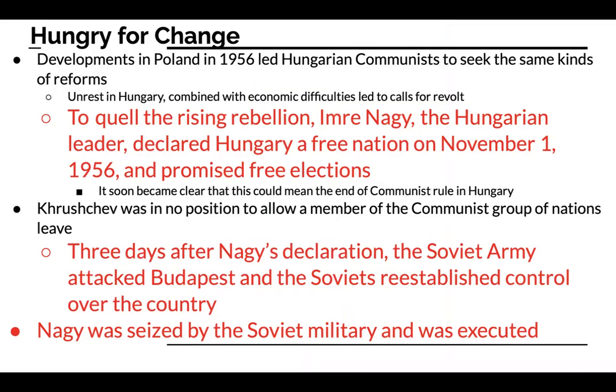Hungry for change. Developments in Poland in 56 led Hungarian communists to seek the same kinds of reform. Unrest in Hungary, combined with economic difficulties, led to calls for a revolt. To quell the rising rebellion, Imre Nagy, the Hungarian leader, declared Hungary a free nation November 1st, 1956, and promised free elections. It soon became clear that this could mean the end of communist rule in Hungary, so Khrushchev, because he's the leader in 56, was in no position to allow a member of communist nations to leave.